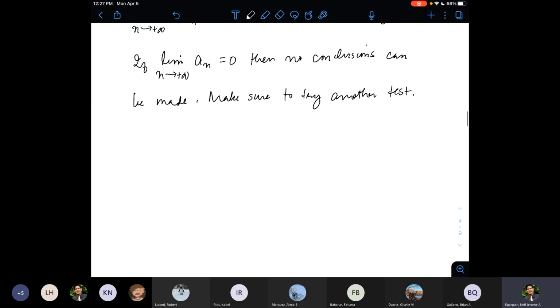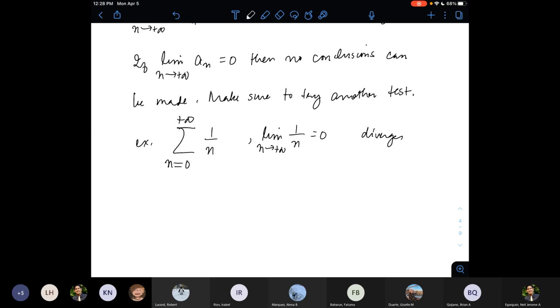For instance, remember the harmonic series, the sum of 1 over n going from 0 to infinity, right? If you look at the nth term, the limit of 1 over n as n approaches infinity is 0. But this is divergent, right? So here, the limit of 1 over n going to infinity is equal to 0, and this is divergent, because it's a harmonic series.